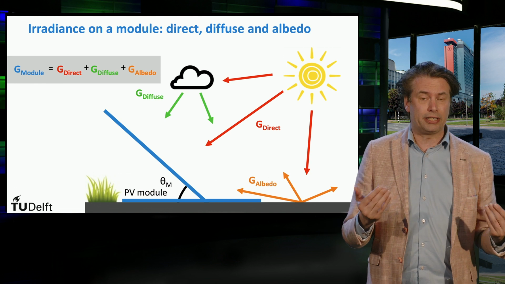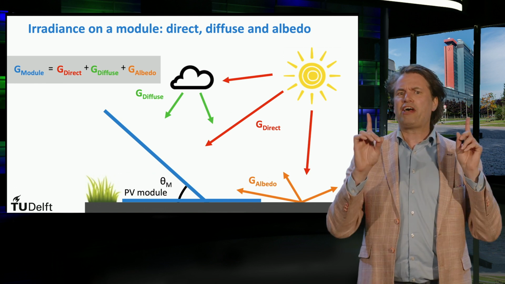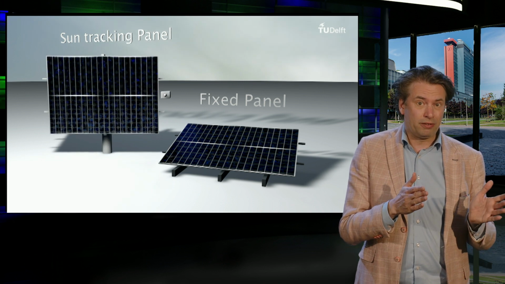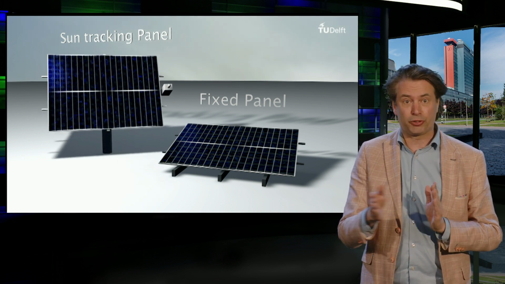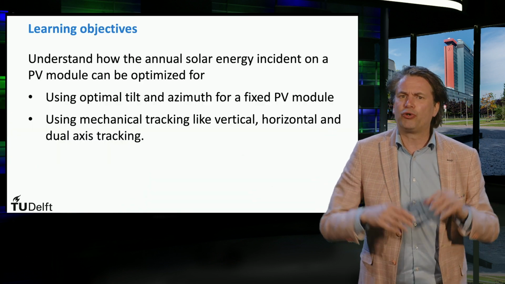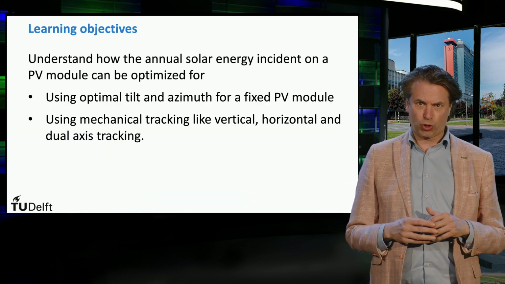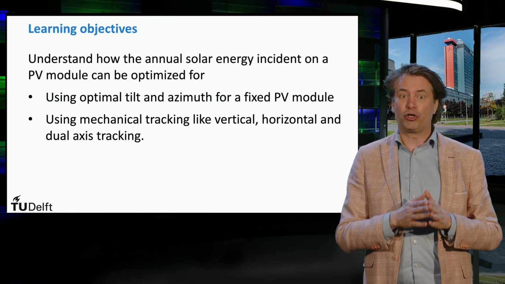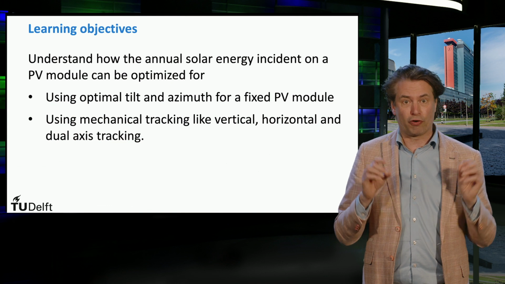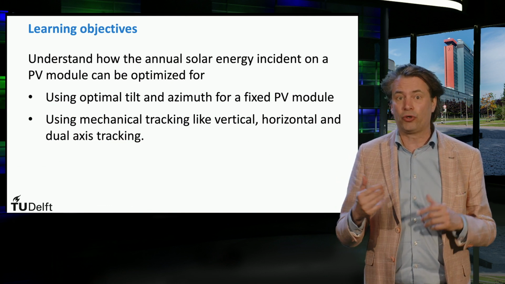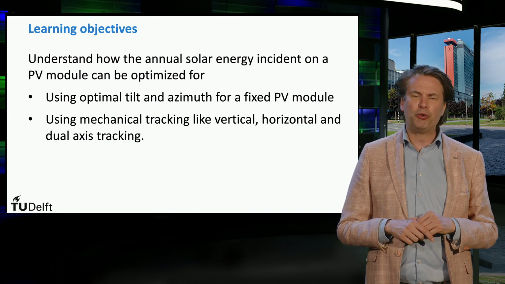the module is maximized. We will therefore focus on two optimization concepts: a fixed panel and a panel with mechanical tracking. So the learning objectives of this video lecture are to understand how the annual solar energy incident on a PV module can be optimized for using optimal tilt and azimuth for a fixed PV module and using mechanical tracking like vertical, horizontal and dual axis tracking.